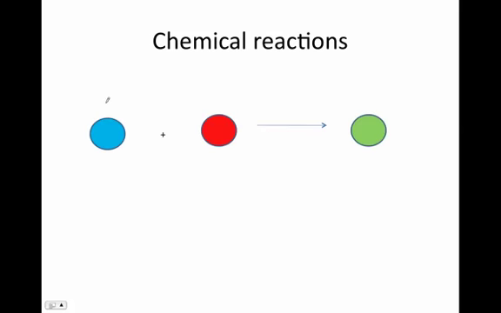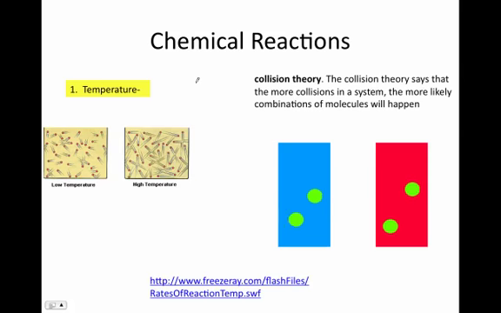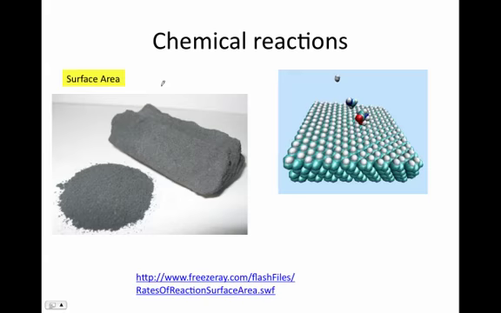So chemical reactions have two reactants, and a new thing is a product. One way we can control a chemical reaction is through something called collision theory. Collision theory says that the more collisions in a system, the more likely we are to make products or new things. At low temperature, the particles are moving slowly. At higher temperature, there are more collisions, and therefore, quite possibly, you're going to get more products. So the higher the temperature, the faster the reaction.